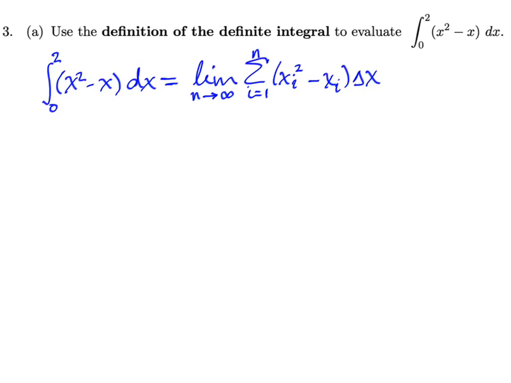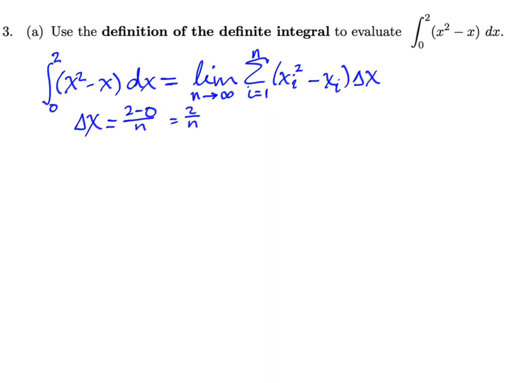First of all, we need to figure out what delta x is. We want to get everything in terms of i's and n's. That's our goal, not to have any more x's. The delta x is the width of all the subintervals. So we take the width of the big interval, 2 minus 0, and divide it by n, because there are n subintervals. So that's just 2 over n. That's our delta x.